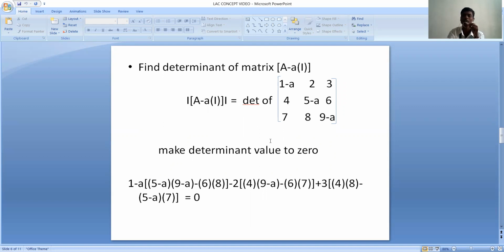Make the determinant value 0, because we have to assume that the matrix we have obtained should be singular, which means the determinant of the matrix should be 0. So by setting the determinant to 0, and we all are aware of how to find the determinant: 1 minus a into (5 minus a into 9 minus a minus 6 into 8), minus 2 into (4 into 9 minus a minus 6 into 7), plus 3 into (4 into 8 minus 5 minus a into 7), equals 0, as I mentioned before.